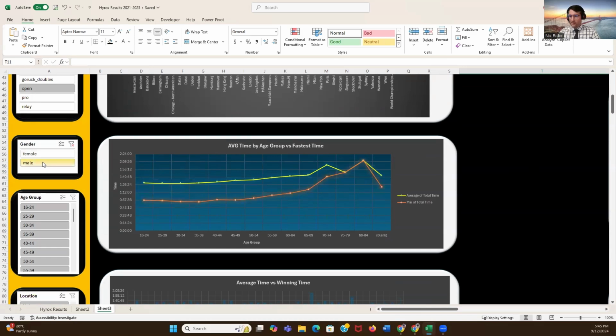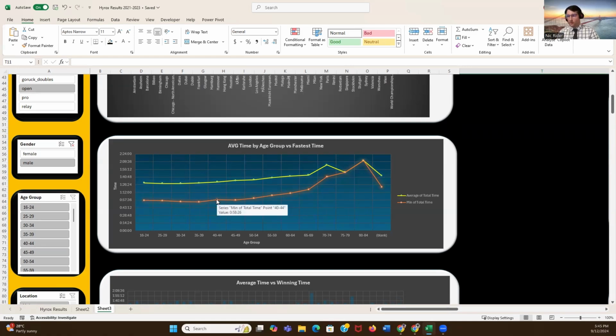We'll look at males just quickly, and then we can see here. Okay, there's a bit of missing data here. No, that's all right. So we can see that older athletes get slower on average in males in open, globally in Hyrox, but we do see consistency up until the age of 40, where men start to slow down a bit. So you can still be decent in the Hyrox space up until 40. This is basically what the data is telling us.